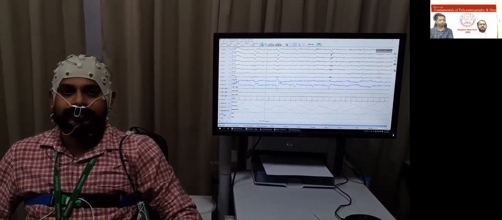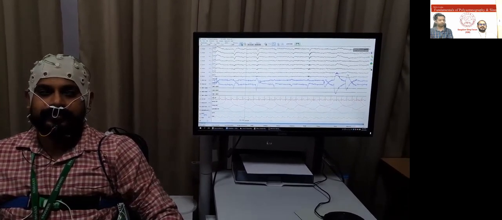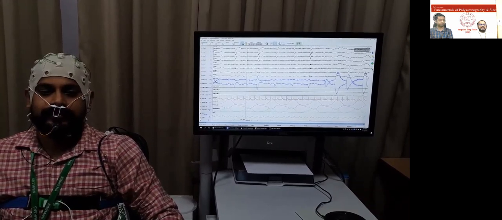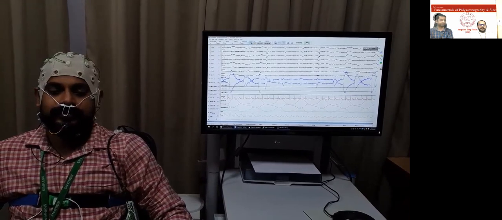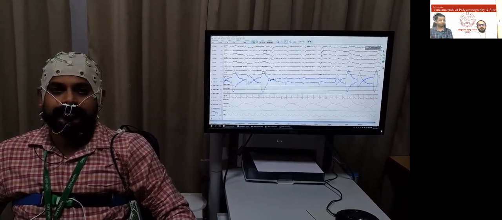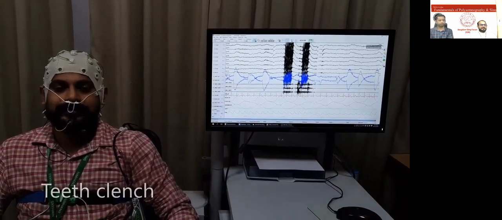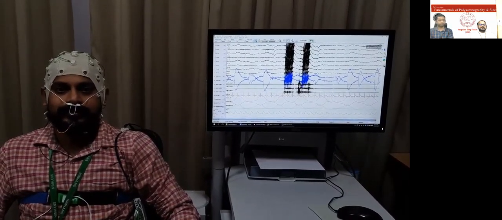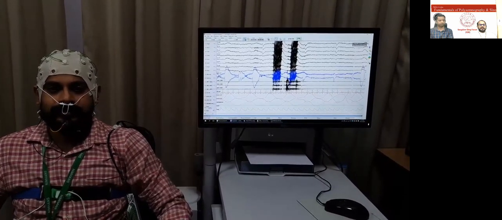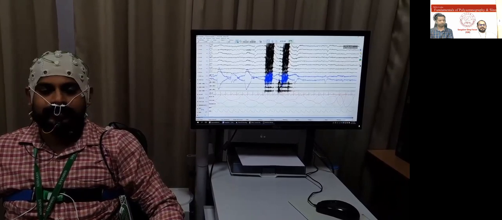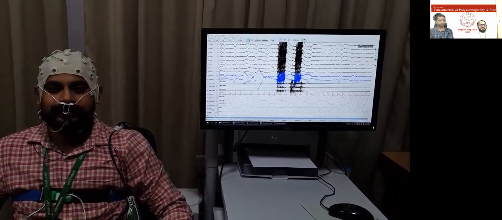Dr. Gulshan will be walking you through these things in detail. Eye movements, the slow eye movements which Gulshan discussed in the previous session. These are rapid eye movements. These are slightly slower. Teeth clench, as you can see. And deep breathing. Look at the bottom pane of the sensors. Compare how large they went compared to their previous amplitudes.